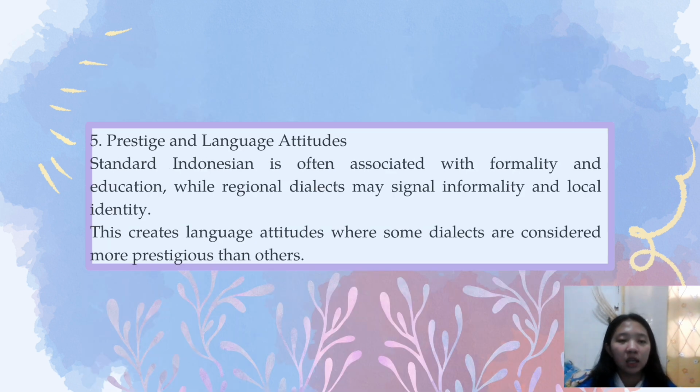Fifth, prestige and language attitude. Standard Indonesian is often associated with formality and education, while regional dialects may signal informality and local identity. This creates language attitudes where some dialects are considered more prestigious than others.